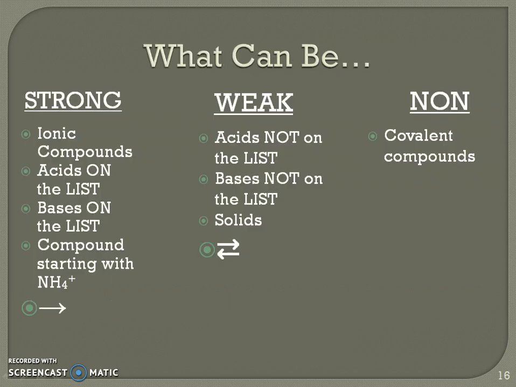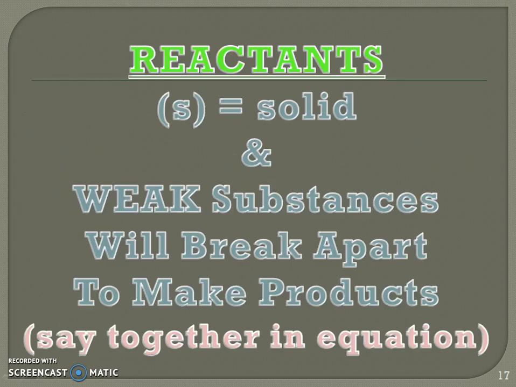So we want to remember that strong are usually ionic compounds. They're the acids and bases on the list, and any compound starting with NH4, and you will see a yield arrow. However, your weak stuff are acids and bases not on the list. Remember solids, liquids, gases, and any equilibrium arrow. And of course, your non-electrolyte would be those covalent compounds.